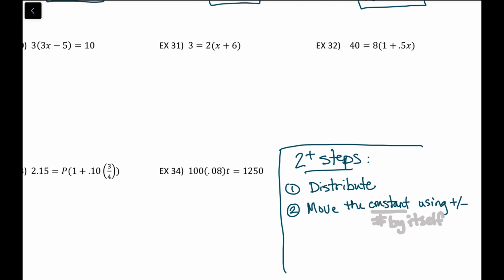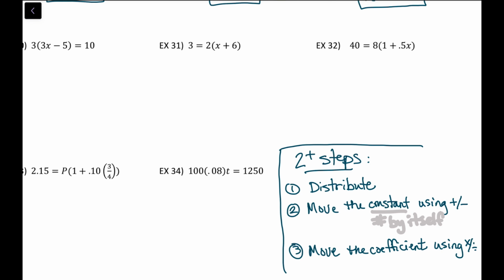That's what a constant is. And then your third step would be move the coefficient using multiply, divide. And these last two steps is actually what we've been doing on our two-step equations. The plus just means there's something else that looks a little bit different, which is the parentheses in this case.